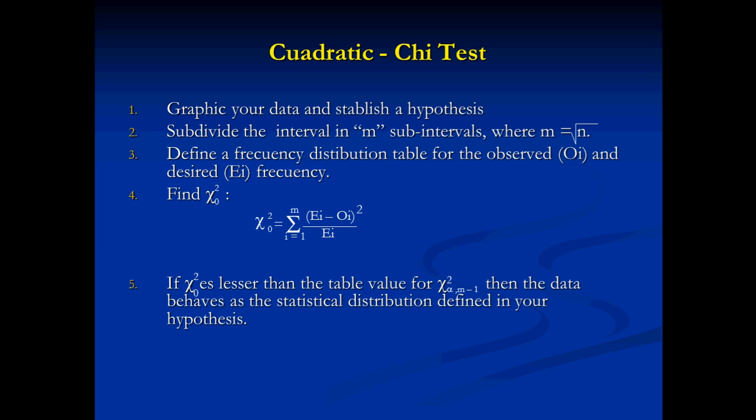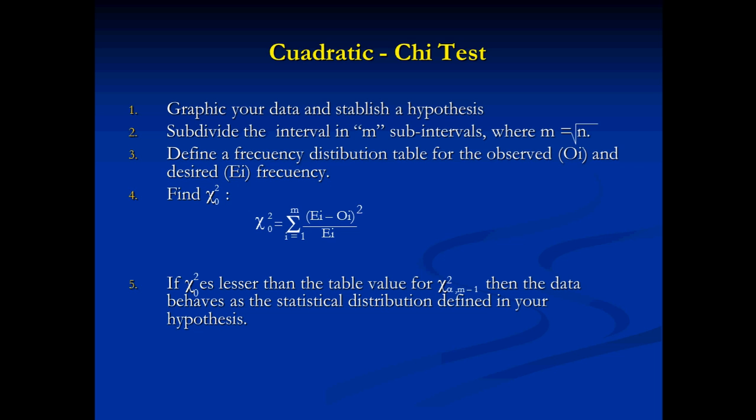We need to remember that m is the number of intervals that we calculated on step number 2. And in step number 5, the quadratic chi test says that if this quadratic chi value is lesser than the table value, then the data behaves as the statistical distribution defined in your hypothesis. The hypothesis could be any distribution that we know.